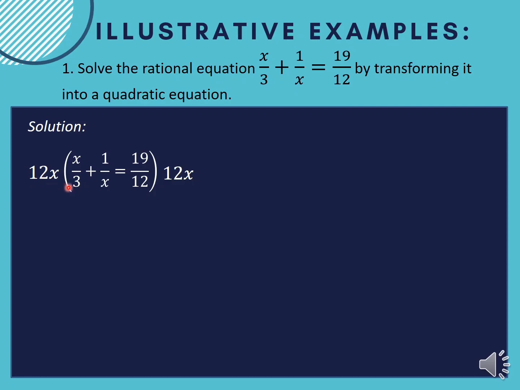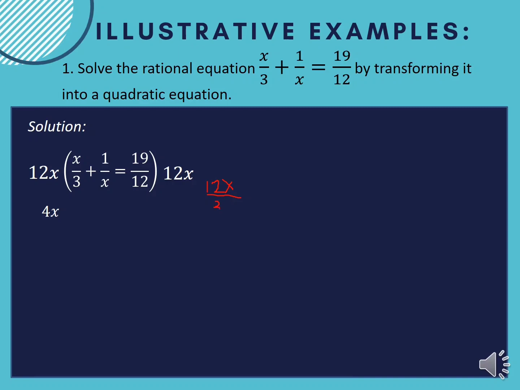12x divided by 3. Isa-isahin natin bawat term. So, 12x divided by 3, we have 4x. So, saan galing si 4x? Si 12x, dinivide ko po kay 3.